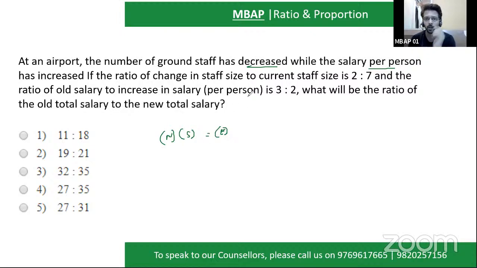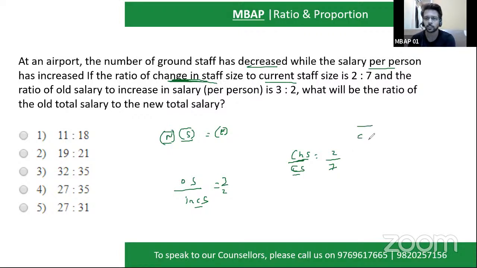The question is, if the ratio of change in staff to the current staff is 2/7, and the ratio of old salary versus increase in salary is 3:2, what is the ratio of old salary versus new total salary? Total salary is the number of people into the salary which you're paying to them. Now you cannot take this as the change in salary, this is the increase in salary, right? This is change in staff versus original staff.